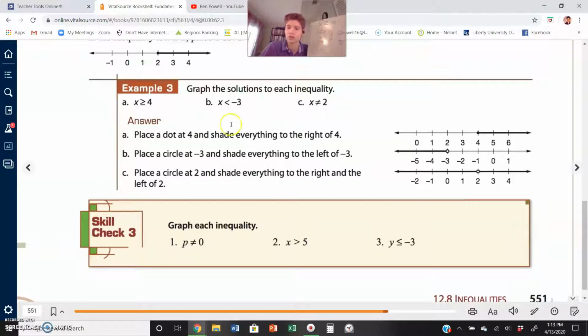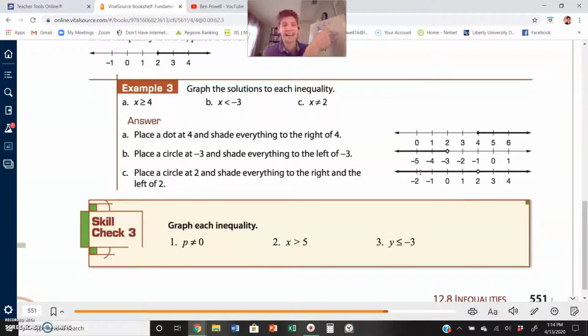Is it going to be open or closed? Because notice 2 of these are open and 1 is closed. So how do we know if it's open or closed? Well, if you see an equal to line, that means you have to include that number. So it's going to be a closed dot. Since this is closed, that means it's an equal to. This is open, that means it's not equal to. There's no line underneath, so it's open. So if there's a line underneath, you put a closed dot. If there's no line underneath, you put an open dot, and we'll look at that for letter B.